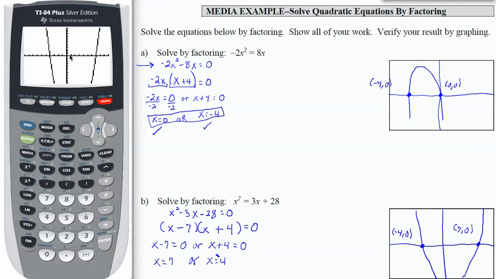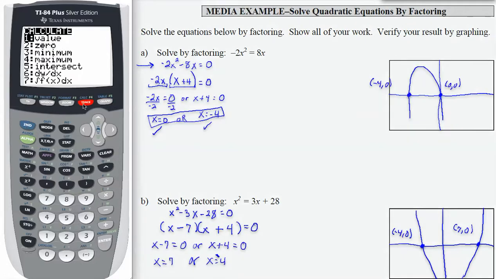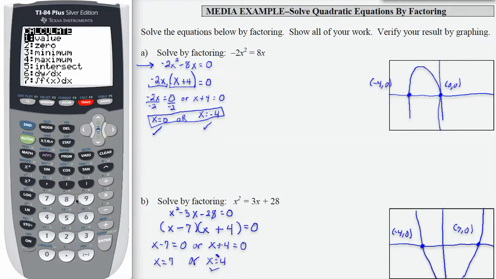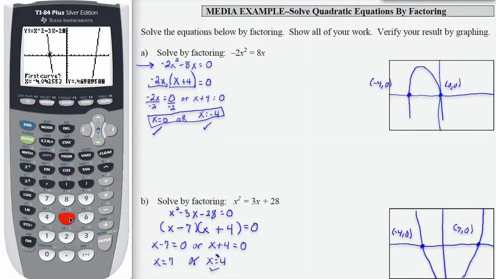Now let's go ahead and use our calculator to find these numbers. If I go second calc 5, that's going to give me one of my intersections. That's going to give me the negative 4, 0. So this one checks. Let's do second calc number 5 again. And I'm going to need to move my cursor over until I can get a little bit closer to the second intersection that I'm looking for.